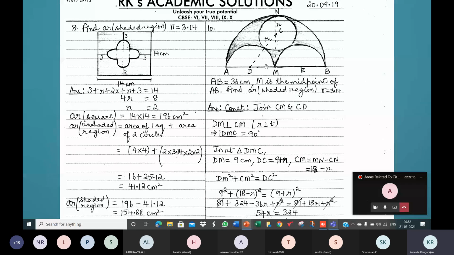So have a look at the figure. What is given? AB is equal to 36 centimeters. M is the midpoint of AB. Find the area of the shaded region.